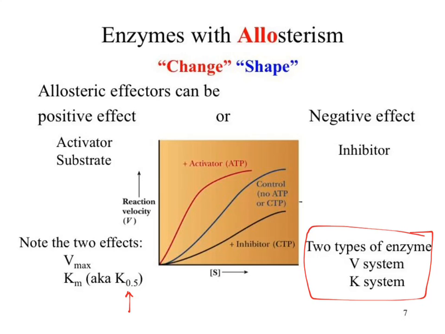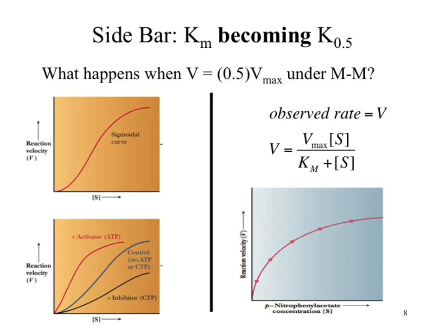So it kind of makes sense? So we use some similar terms and some entirely different terms, because that makes it easier to understand. Okay, so this is our Km becoming K1/2.